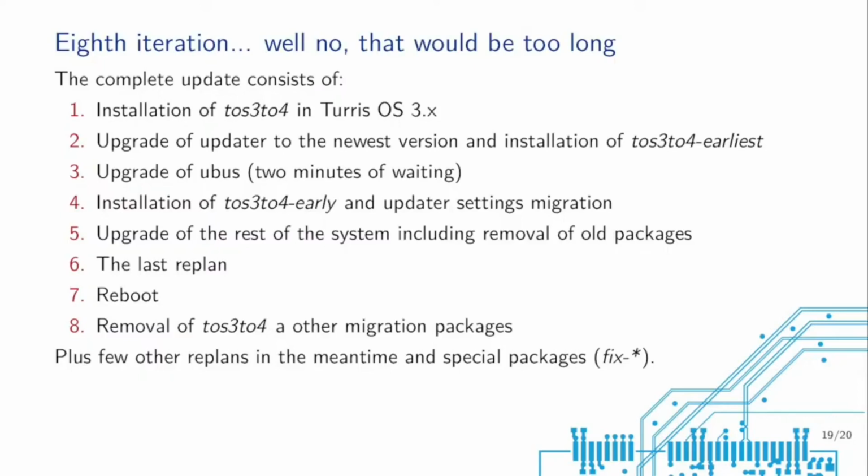Next, we do installation of actually TOS324 early, where we migrate all the updater settings. Now, from the point of the updater, we are running on the new version, but the packages underneath are still old. So we have to, as step 5, update the rest of the system, remove any old packages, basically perform the update itself. And the last step is to do replan, reboot as the completely last step, and after that reboot, what you should see is removal of the TOS324 package, which should generate a notification, and migration is complete. This is not completely everything, but mostly.